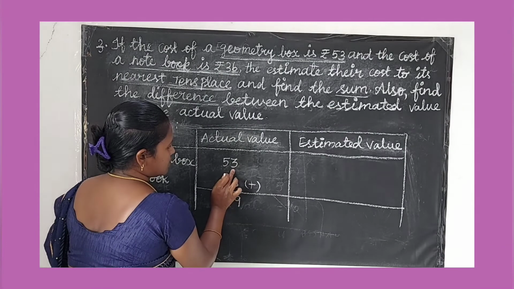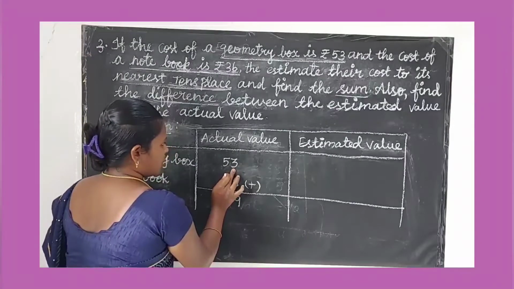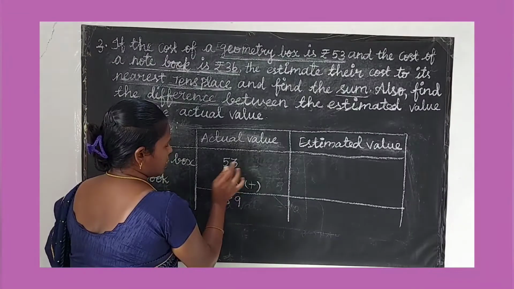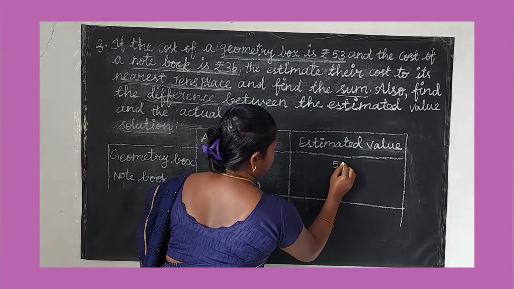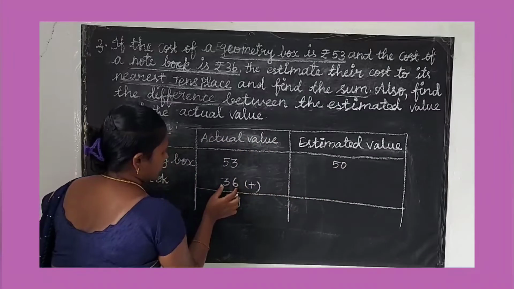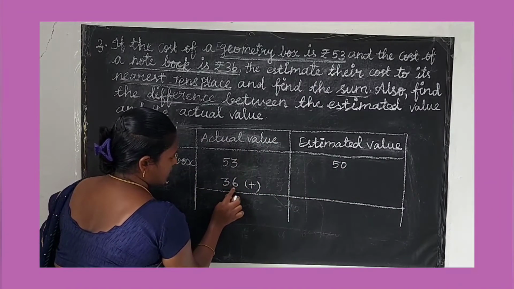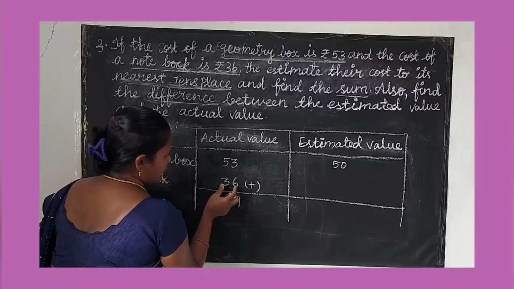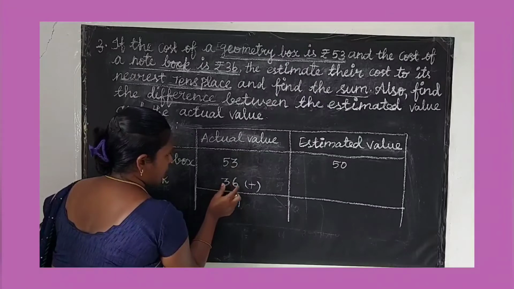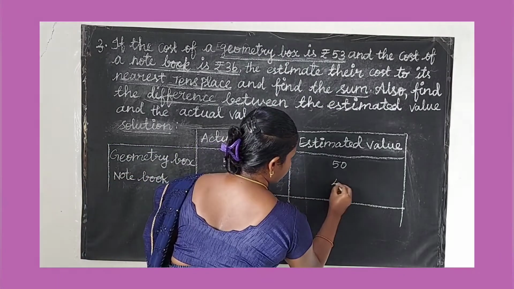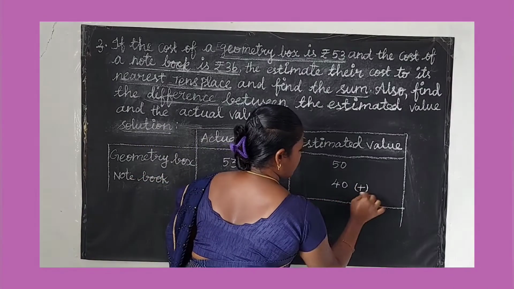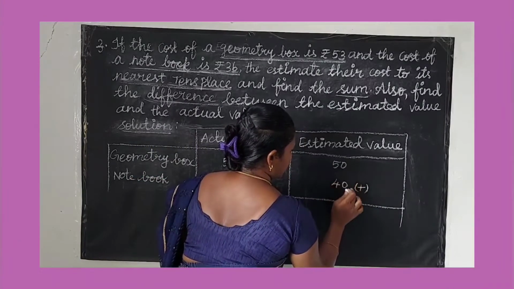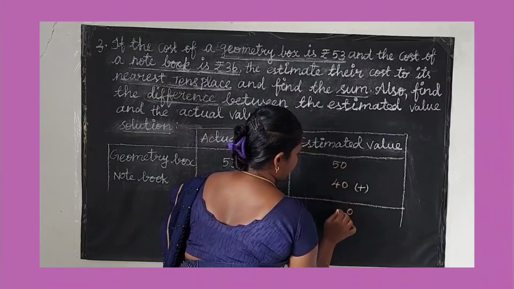Next, for 53 we have to find the estimated value. The ending number is 3, which means this is the first group. So we write the before number as the estimated value. So the estimated value of 53 is 50. Next, 36, the ending number is 6, so it is the second group. So for the estimated value, we add 1 to the before number, which gets 40. So after the 0 ending, 40 is the estimated value. The sum is addition, put the plus symbol. Now add the values: 0 plus 0, 0. 5 plus 4, 9.